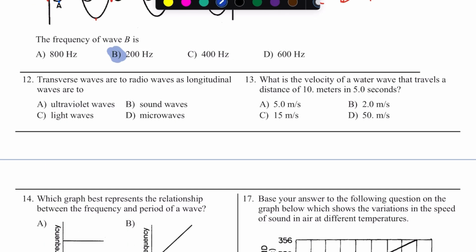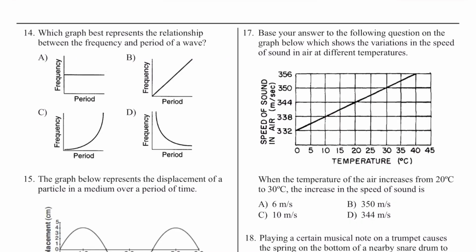Number 12. Transverse waves are to radio waves as longitudinal waves are to sound waves. So once again, this is just a big concept that you need to know. Sound waves are longitudinal. They're going to ask this a lot. Now, 13. What is the velocity of a water wave that travels a distance of 10 meters in 5 seconds? This is really easy. We're just bringing back velocity equals distance over time, or technically like wavelength over time, but that's just 10 over 5. So our answer is going to be B, 2 meters per second.